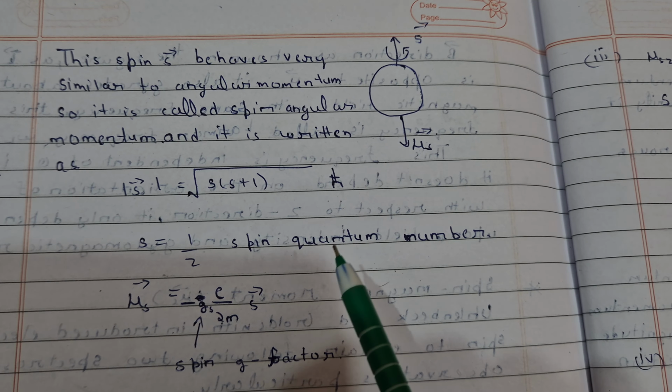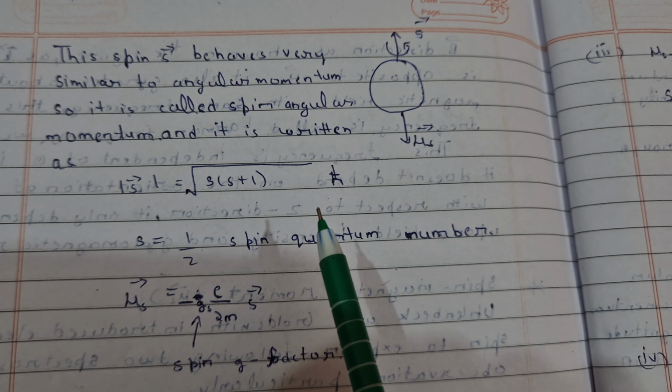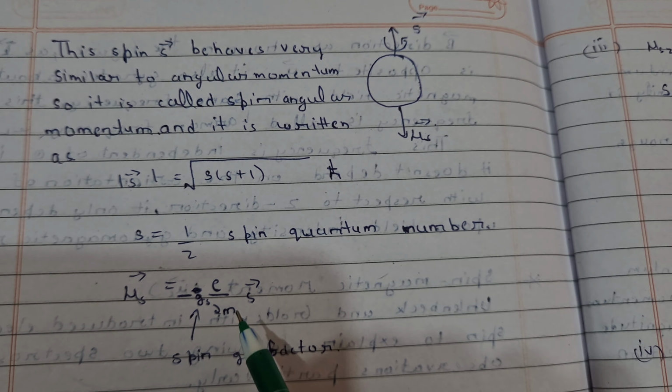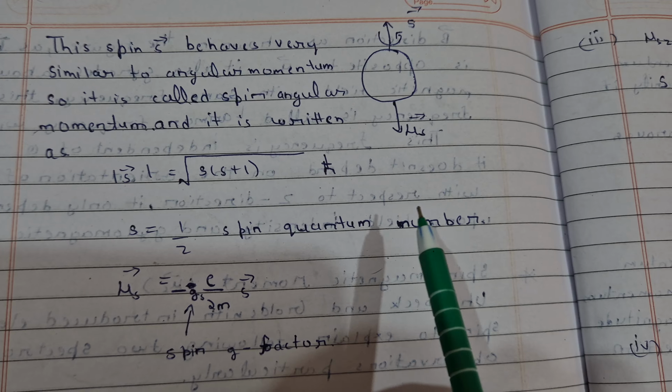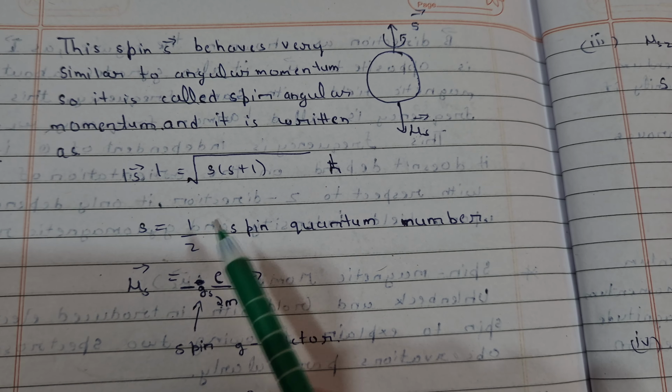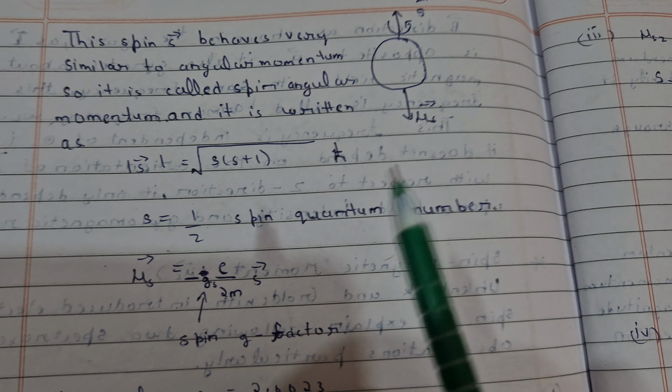There is nothing like minus half and plus half. Spin will always be written as half. And what is minus half and plus half? That is according to the z direction. We define that it is parallel and anti-parallel, that's why we define it as plus and minus. But in general, the spin is only half. There is nothing like minus half.